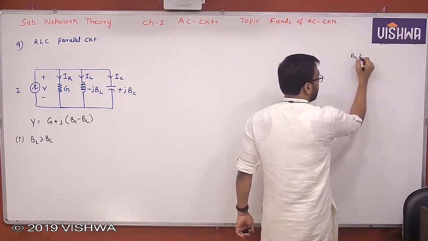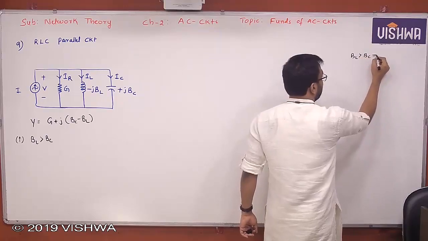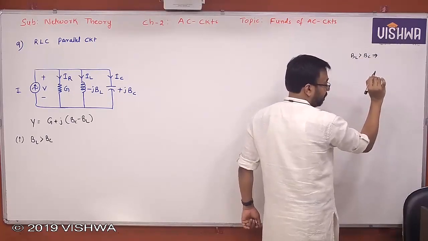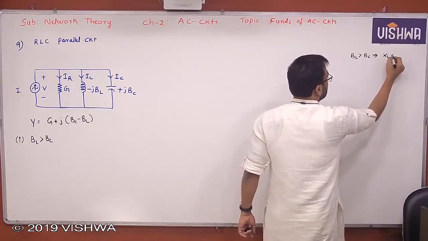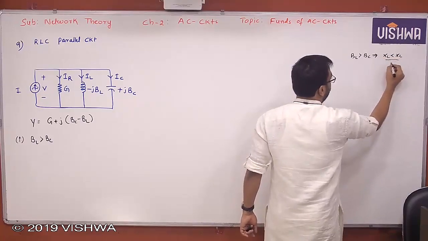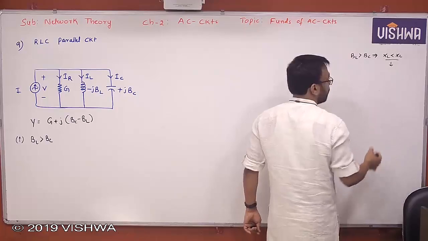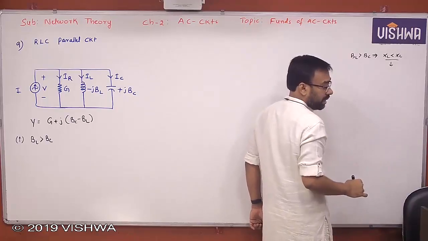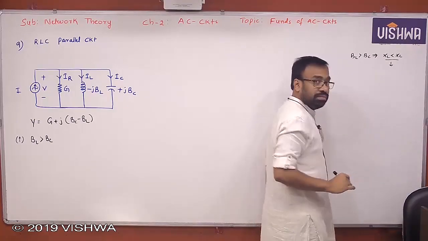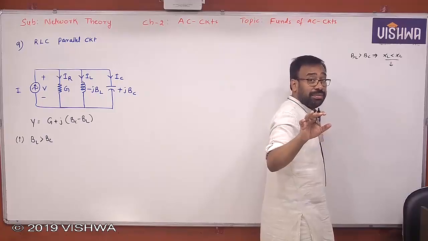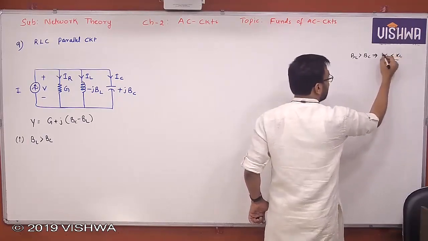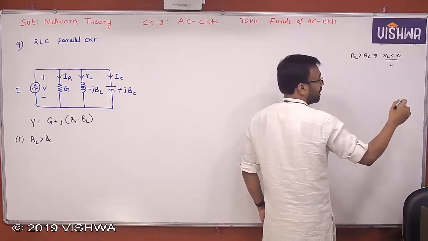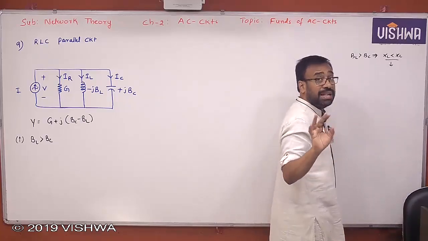If BL is greater than BC, some people may think like this: XL less than XC. Therefore, when XL is less than XC, we learnt that it is a capacitive circuit. Agree, all of you? Some people may think like this. But look at this. XL less than XC or XL greater than XC is valid only for a series circuit, not for a parallel circuit.